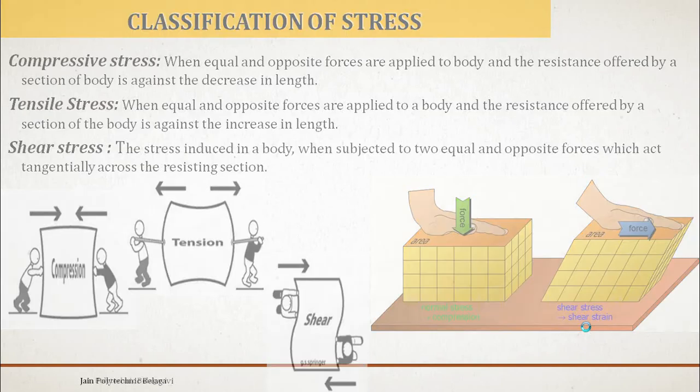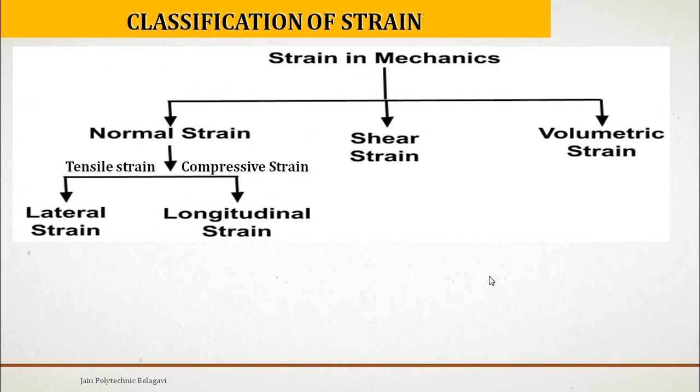Coming to the next classification, strain. Firstly, we will understand normal strain, shear strain and volumetric strain. Why is it normal strain? Because the loads are applied perpendicular to the objects or the surfaces. That is why it is said to be normal strain. Basically, normal strains are tensile strain and compressive strain. These two again develop lateral strain and longitudinal strain.